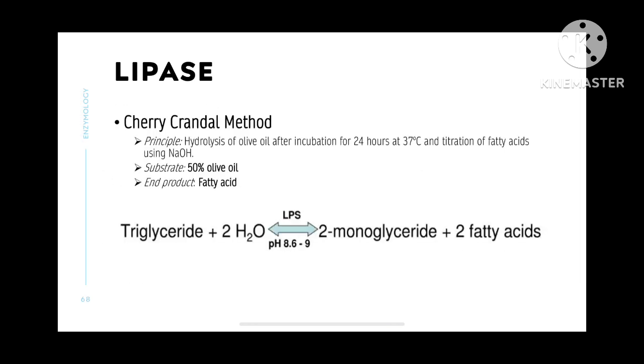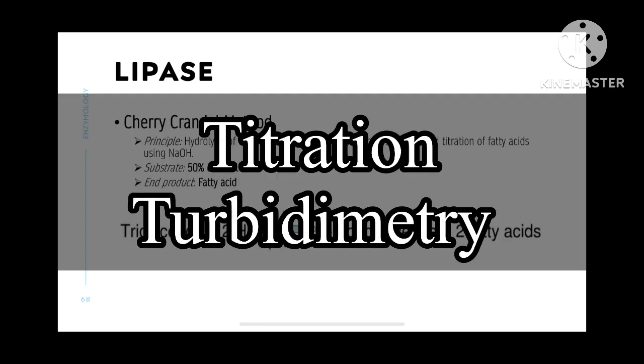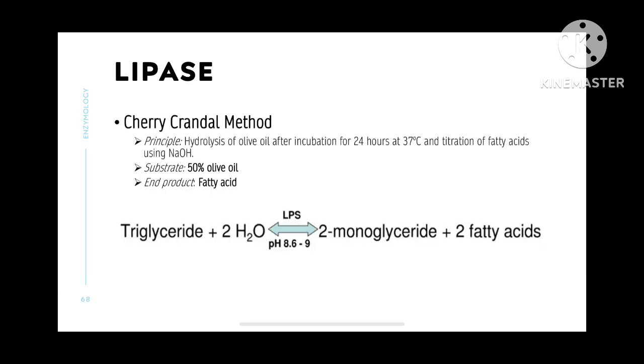The procedures used to measure lipase activity include estimation of liberated fatty acids, so that's through titrimetric and turbidimetric methods. Early methods for lipase were historically poor. The classic Cherry-Crandall method used an olive oil substrate and measured the liberated fatty acids by titration after a 24-hour incubation. Modifications of the Cherry-Crandall method have been complicated by the lack of stable and uniform substrates.